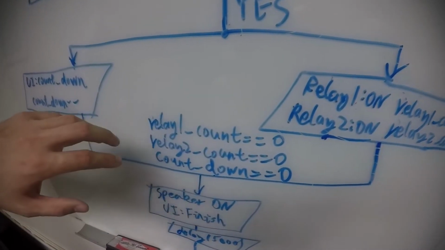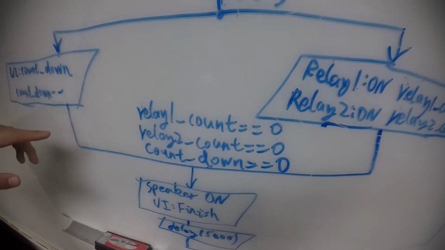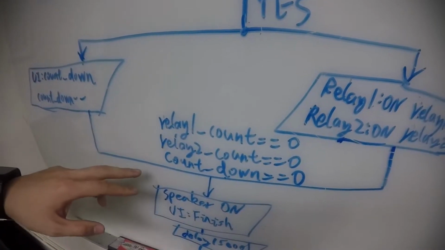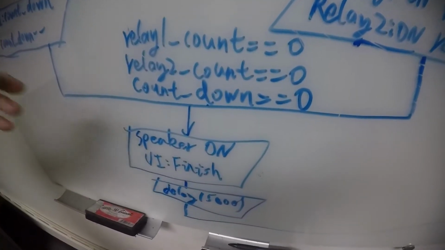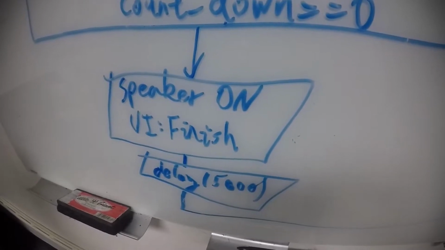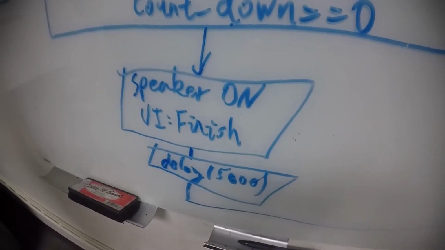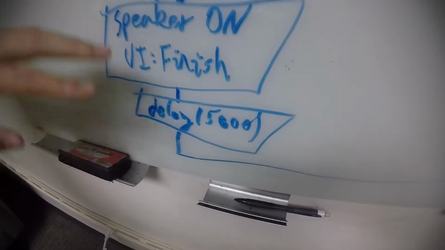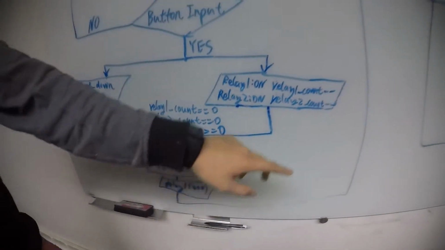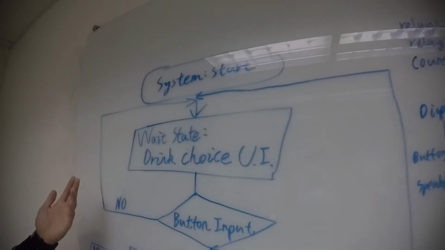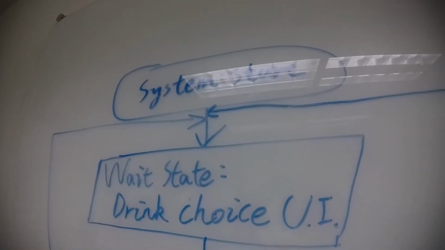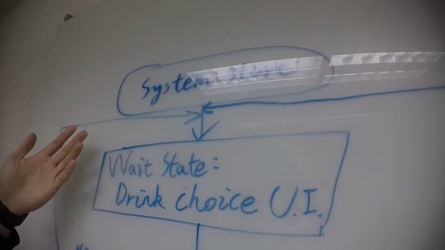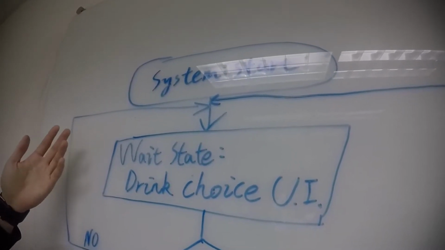Once the relay countdown is zero and also the display countdown reaches zero, it will turn on the speaker and tell the user, "Hey, your drink is ready. Now you get to enjoy your drink." And after that, it will wait for 5 seconds, and then it will go all the way back up, and the robotic bartender will be ready to pour you another drink on demand.